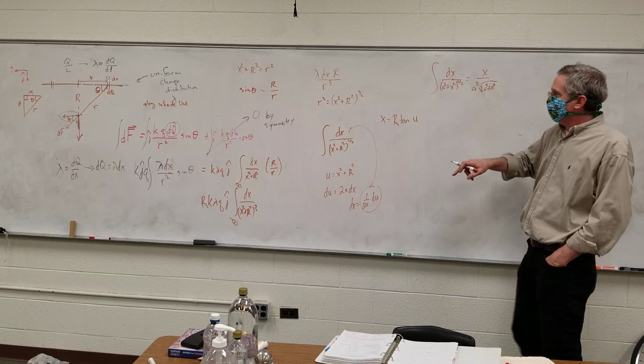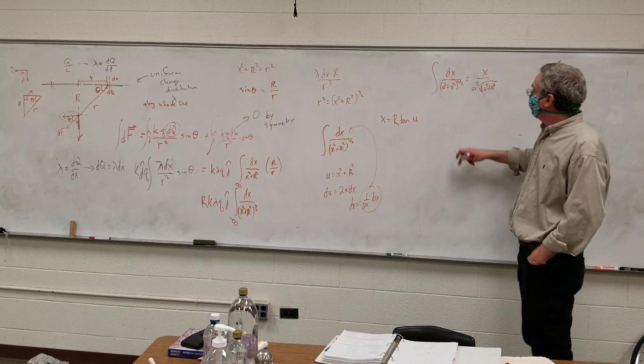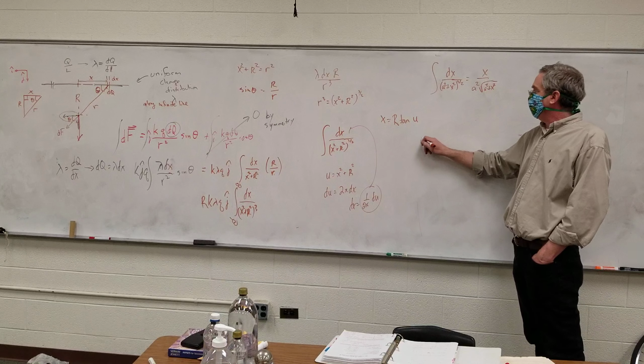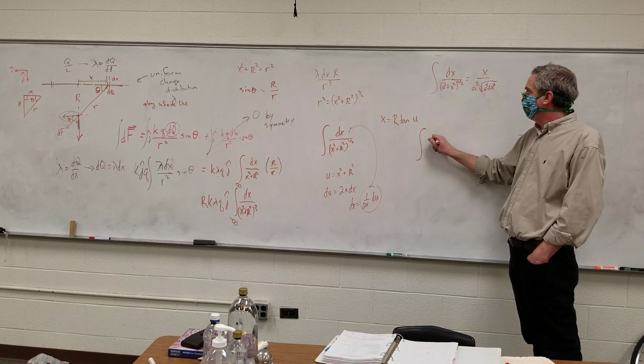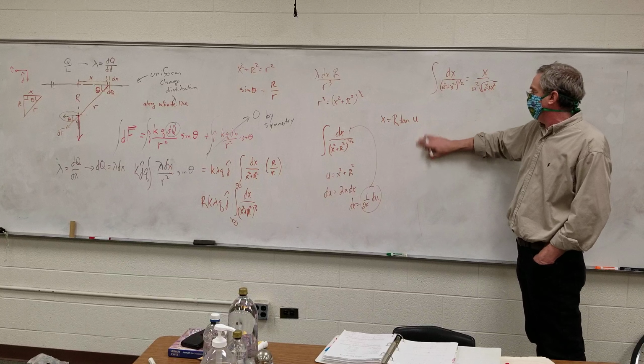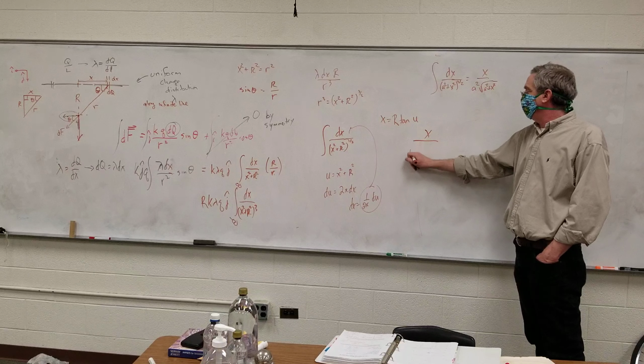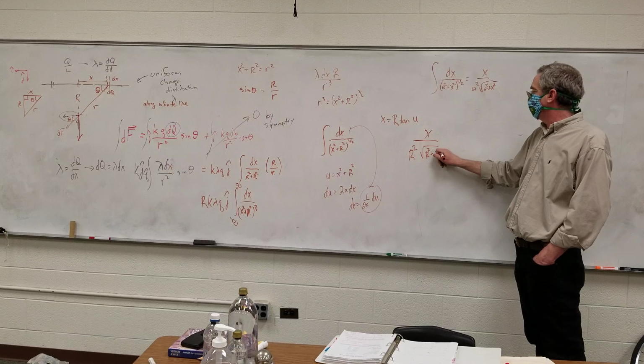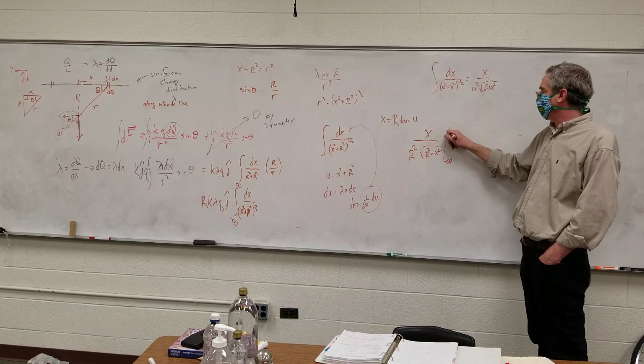So what that says is when I'm doing this integral here, I have big R instead of a. So I end up with the integral, x over big R squared, square root of R squared plus x squared, from negative infinity to infinity.